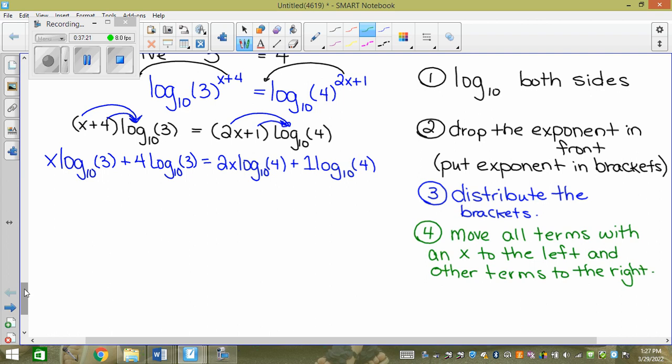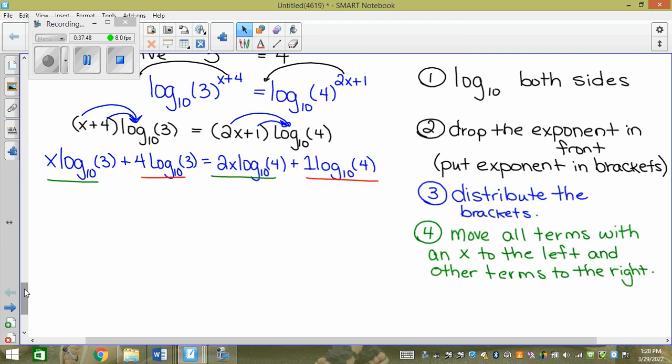So this one has an x, this one has an x. I'm going to move them to the left. One's already on the left. Correct? This one doesn't have an x, this one doesn't have an x. I'm going to move them to the right. You see what I'm saying? So the green ones are going to move to the left, the red ones are going to move to the right. Could I do the opposite? Could I move the x's to the right and the others to the left? Yes. Just get the x on one side and everything else on the other.